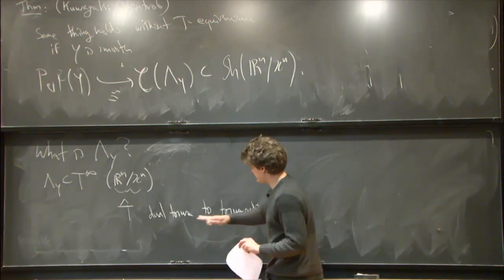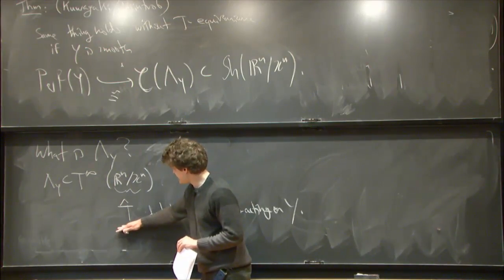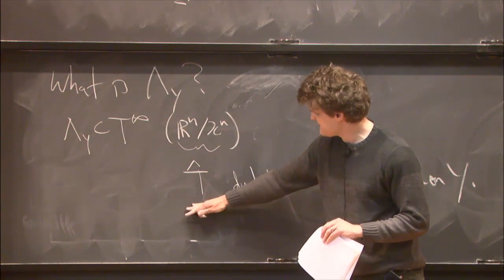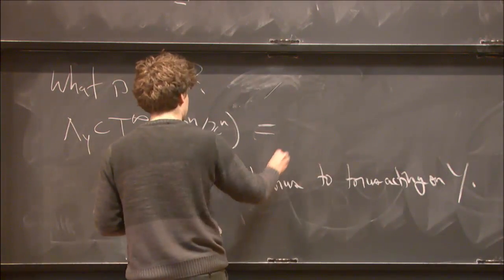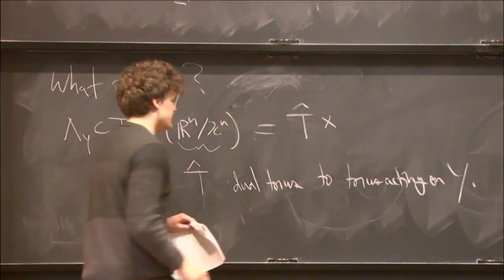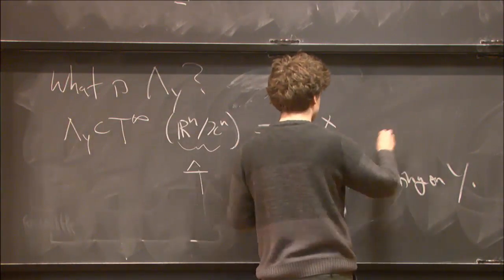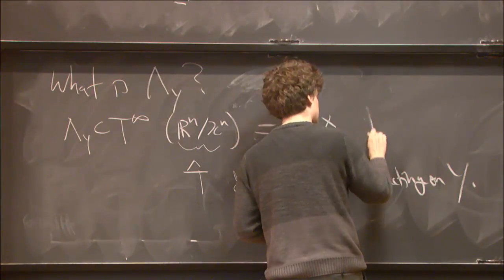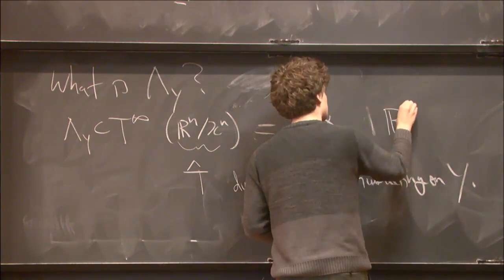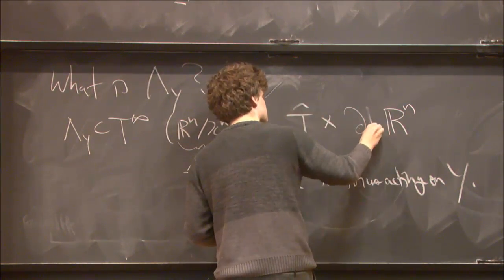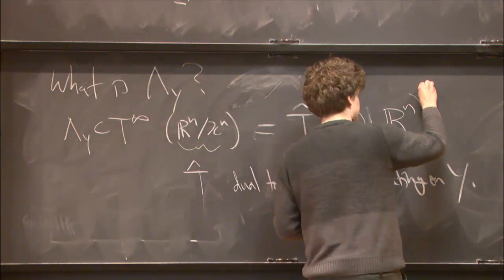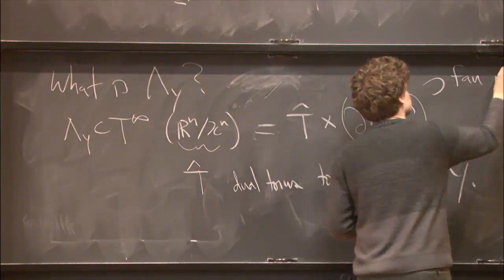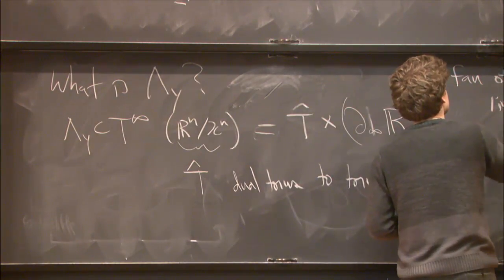So the tangent space to a point on this torus, that's the space where moment polytopes live. The cotangent space is the space where the fan of the toric variety lives. Well, I guess some kind of large sphere inside of that fan. So the fan associated to y lives here.